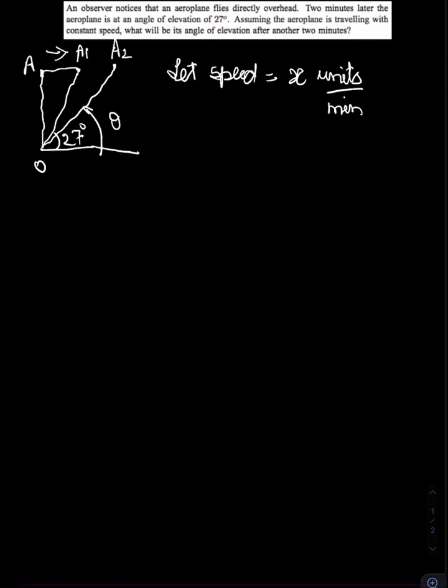For the first triangle, we can see two triangles here. For the first triangle, we can find this distance here. That distance would be, since speed x is equal to distance, let's put this as d1, by time, which is 2 minutes. This gives us d1 is equal to 2x units.